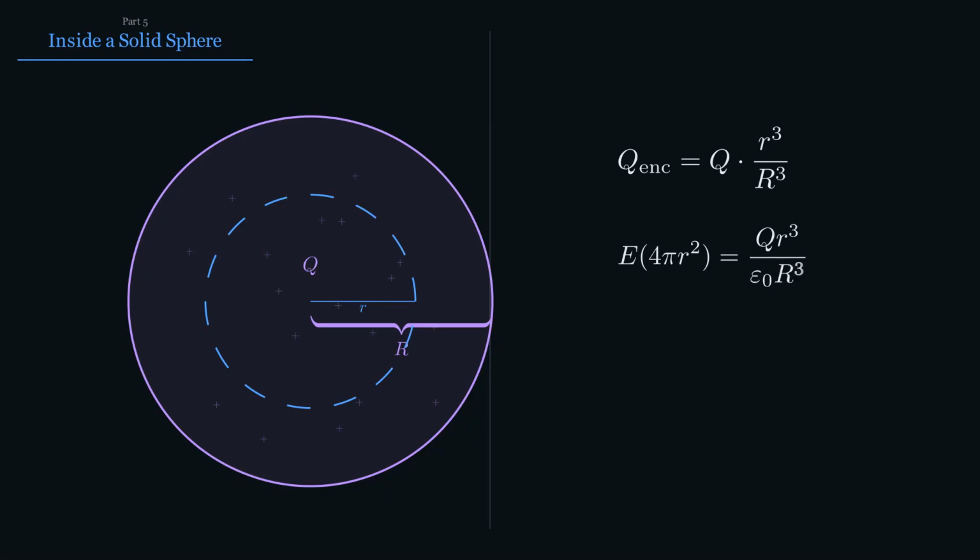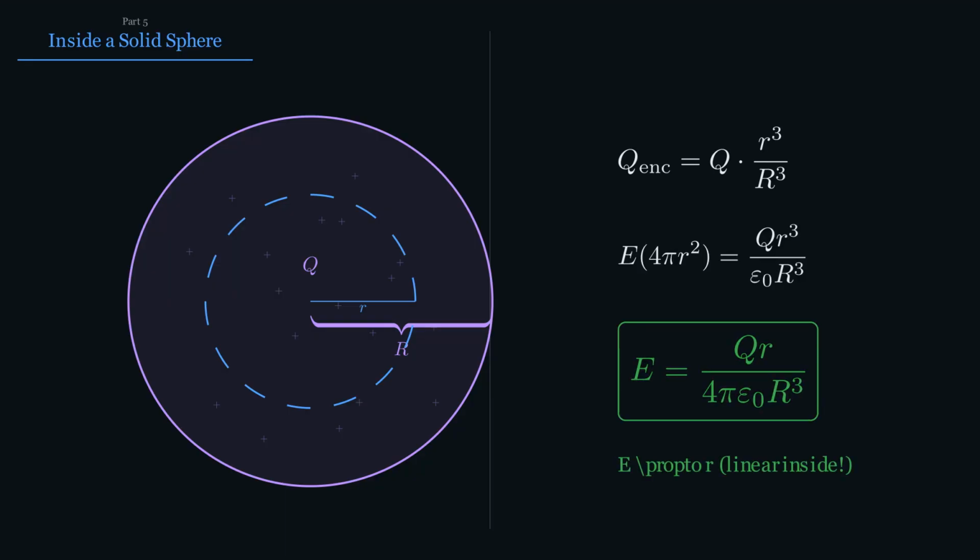Now set up the equation. E times 4 pi little r squared equals Q little r cubed over capital R cubed epsilon naught. Divide both sides by 4 pi little r squared. One little r cancels from r cubed, leaving r to the first power. The result, E equals Q r over 4 pi epsilon naught R cubed. This tells us something remarkable. Inside a uniform sphere of charge, the electric field grows linearly with distance from the center.